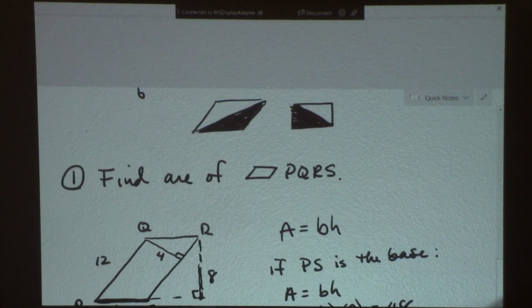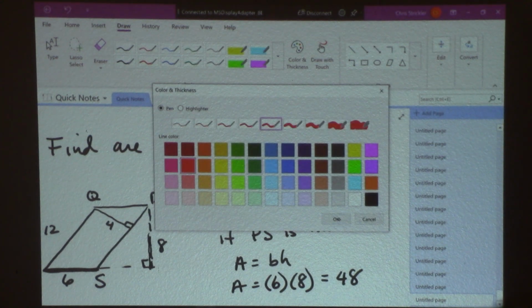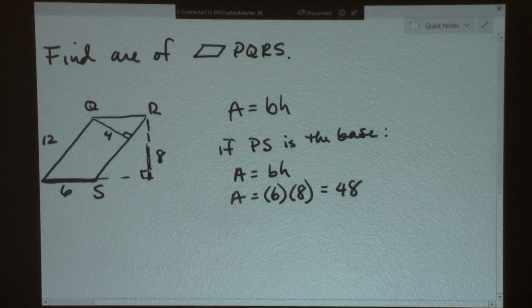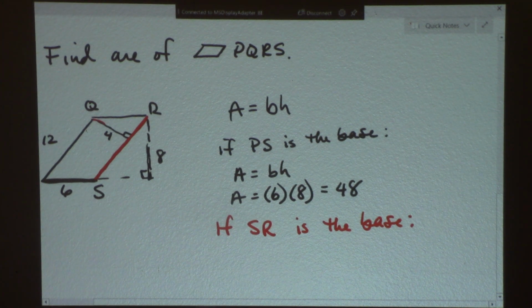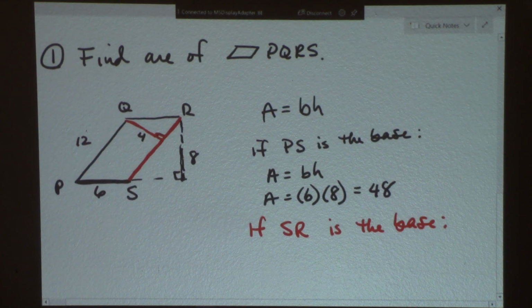Now I'm going to change colors again. Now, what if SR is the base? So let's look at that. SR could also be a base. I would need the perpendicular distance to SR. Now, PQ is 12, so that means SR is 12. See that? They always have opposite sides being the same.